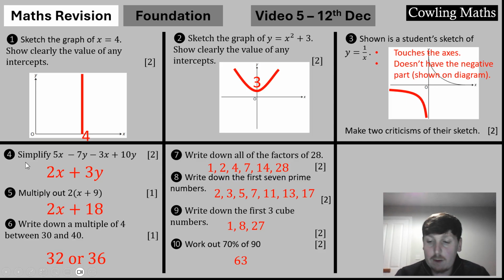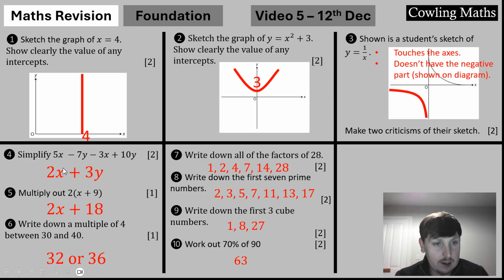Question 4, to simplify by collecting like terms, we need to add the x's together. So 5x and then a minus 3x. So 5 take away 3 gives you 2, that's 2x. And then we've got the minus 7y add 10y. Minus 7 add 10 gives you 3. So the final answer is 2x plus 3y.